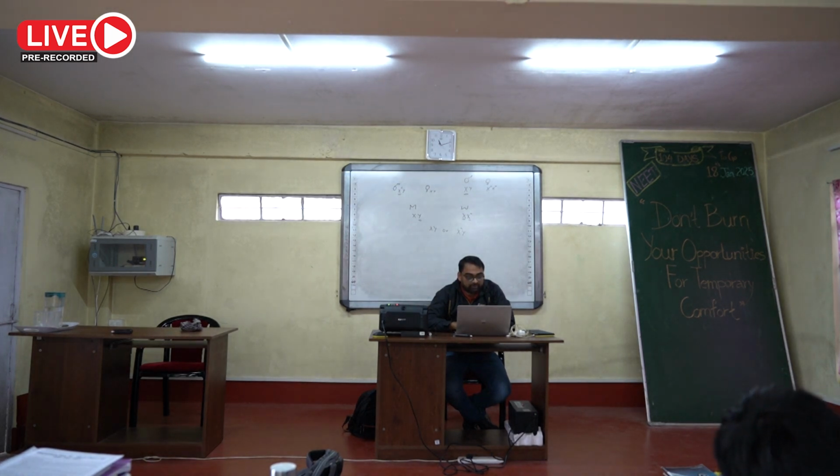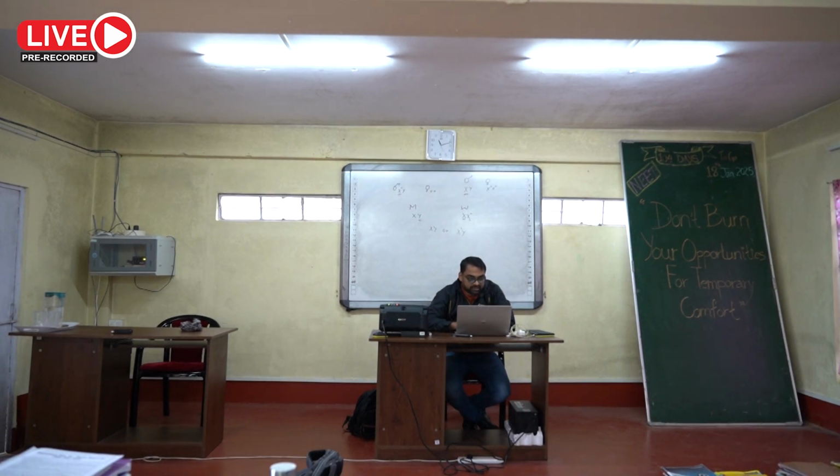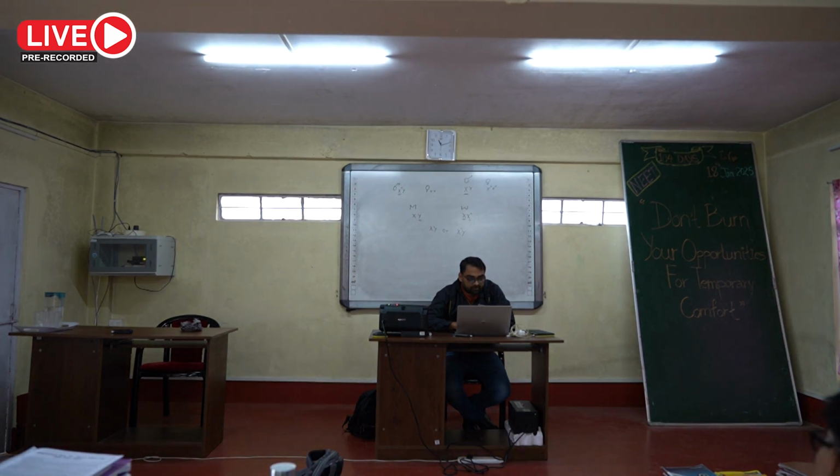Given below is a simplified model of phosphorus cycling in a terrestrial ecosystem with 4 blanks. Identify the blanks. A, B, C, D. What are those? A is, where is it coming from? Phosphorus cycle begins with what? Primary source of phosphorus? Rock.